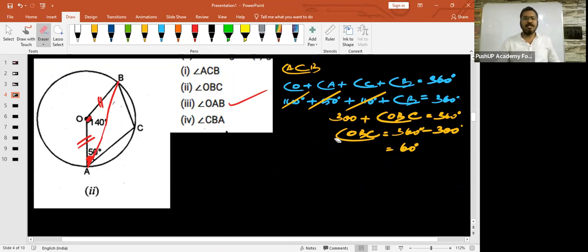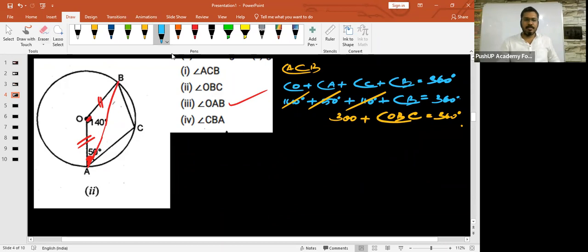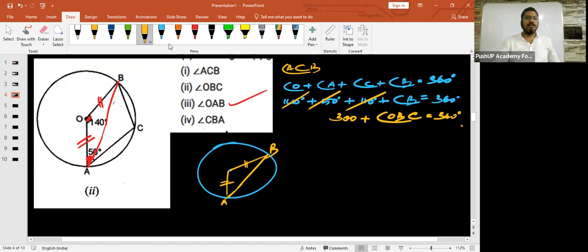Okay, so children, I'll just draw that figure once again. This is your circle, this is your center, this is OA, and this is OB. Both are equal because they are the radii of the same circle. Now, children, you know the central angle is how much? 140 degree. So since triangle OAB is an isosceles triangle, the base angles would also be equal, right?